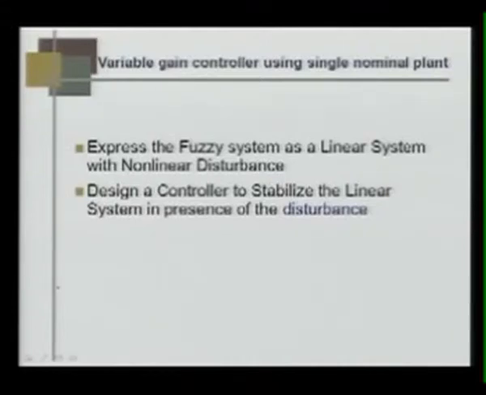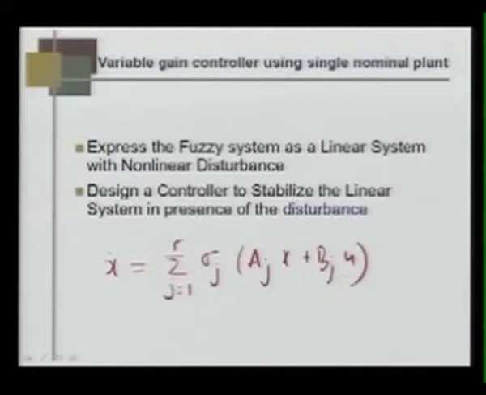Okay. In this class, we will talk about variable gain controller using the nominal plant. So, this is the first type of controller we will be talking about today. In this, we express the fuzzy system as a linear system with a nonlinear disturbance. So, what we will be doing, our fuzzy system which is x dot equal to summation j equal to 1 to r sigma j (Aj x plus Bj u). This is my TS fuzzy model, approximation of nonlinear system using TS fuzzy model.